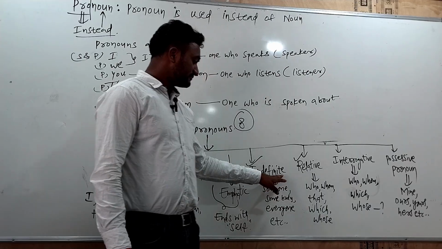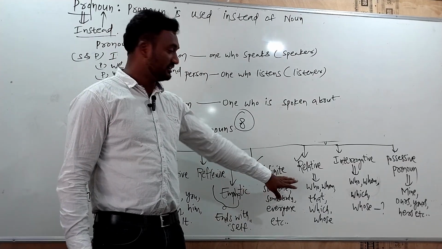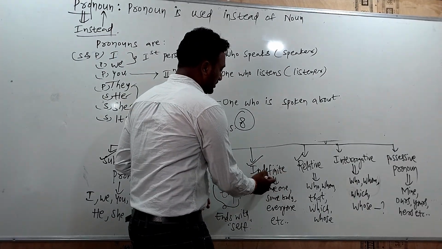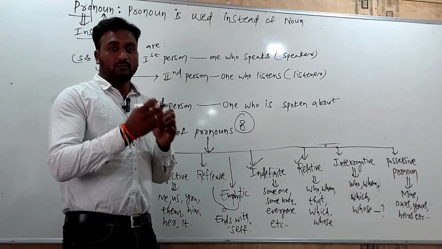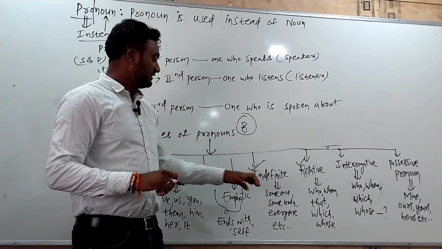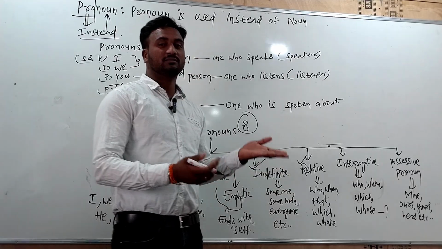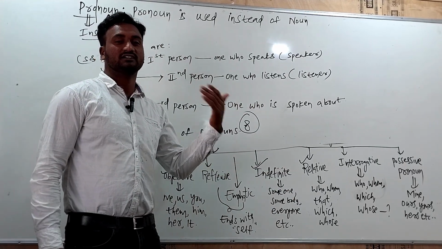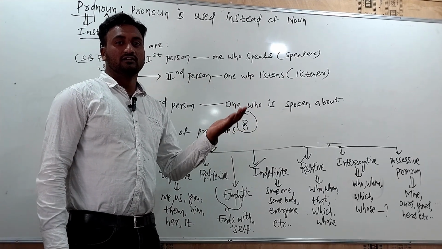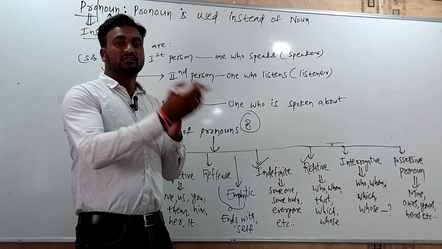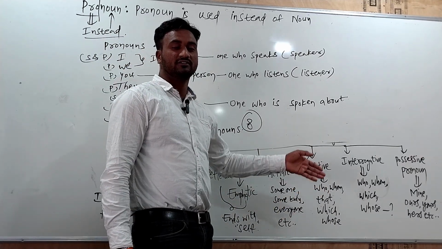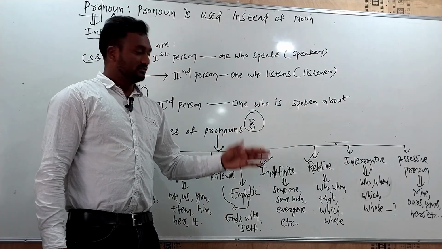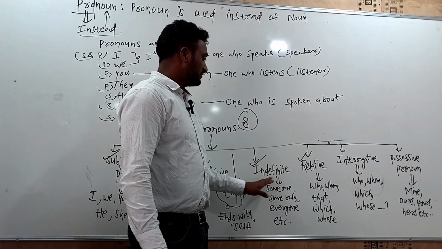Indefinite pronouns. The name itself indicates that which is not definite is said to be an indefinite pronoun. When we are not referring to a particular person, place, or thing, we say indefinite pronouns. For example, everyone, everywhere, someone, somebody, something, each, none. When we are not particular about some person, we use indefinite pronouns. It can be someone, somebody, everyone, everybody, everywhere, everything, none, etc.